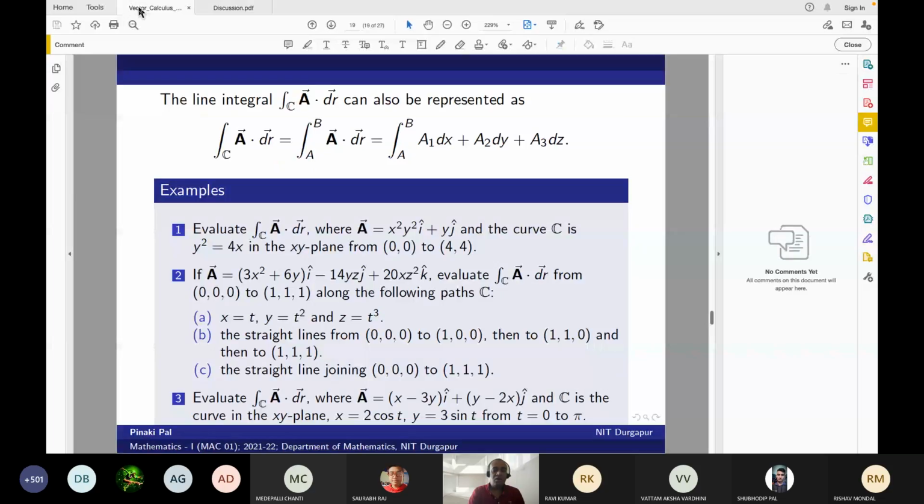And now you can try the third problem. I am leaving it for you. The C part is 13 by 3. Okay, very good.